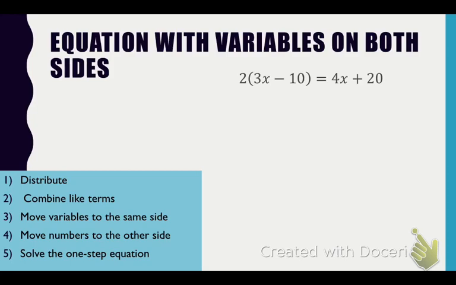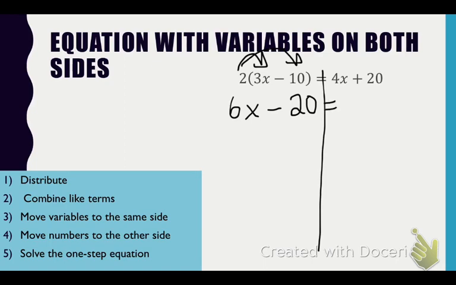Alright, so first equation. I'm going to go through the steps. So the first thing I'm going to do is distribute. So I'm going to take 2 times 3x, 2 times negative 10. So that becomes 6x minus 20 equals 4x plus 20. Right? That's done. Then I'm going to look to see if I have any like terms. 6x minus 20, those are not like terms. 4x plus 20, not like terms. So I'm going to check that off.